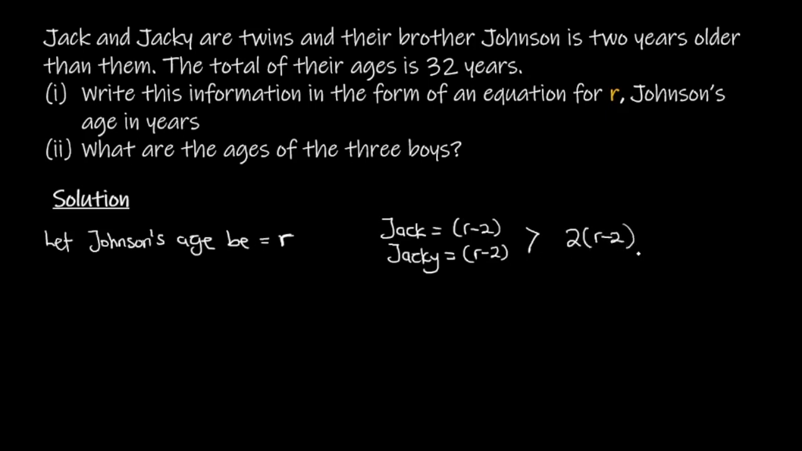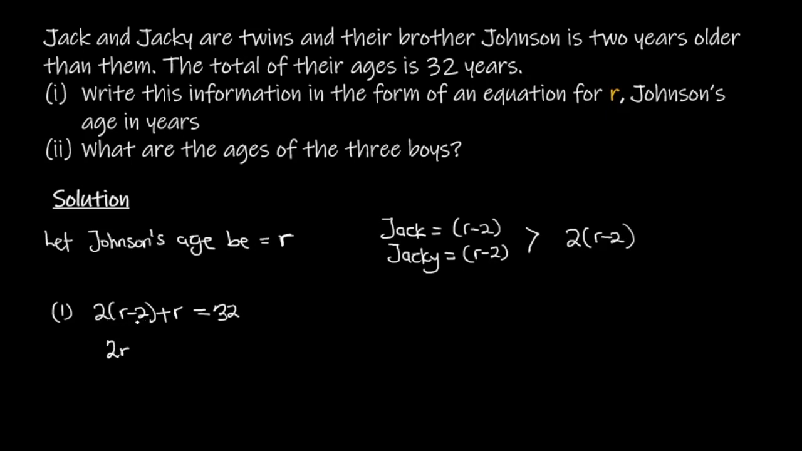This is for Jack and Jackie. So if this holds true, it means that our equation will be equal to twice the age of Jack and Jackie, which is R minus 2, plus the age of Johnson is equal to 32. Since they are twins, we multiply their value by 2. Or we can just add them, which will give us 2R minus 4. Either way is correct.